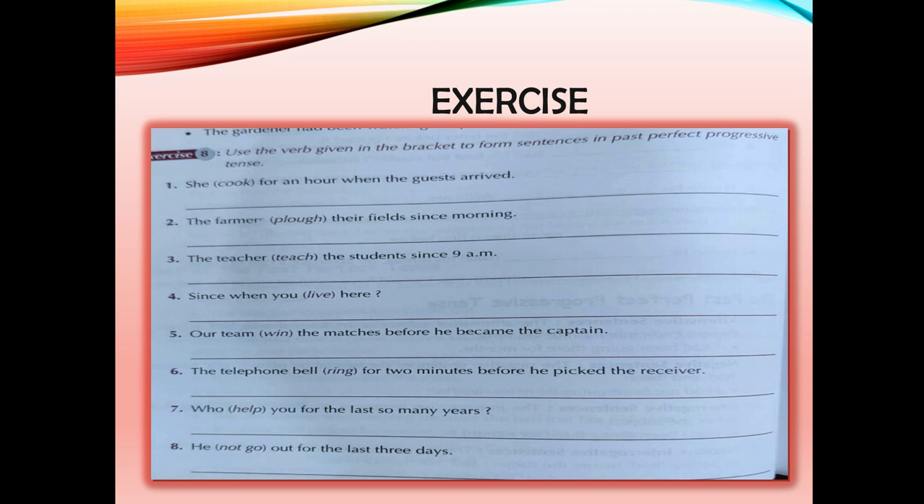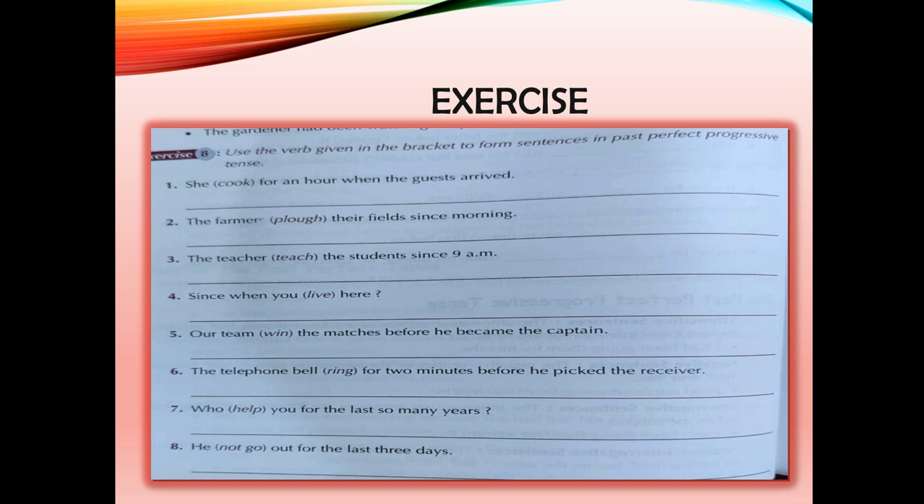Let's see the last one. He not go out for the last 3 days. He had not been going out for the last 3 days. Right, children? So, this is the exercise related to past perfect progressive tense. I hope with the uses and the exercise, the topic is clear to you.